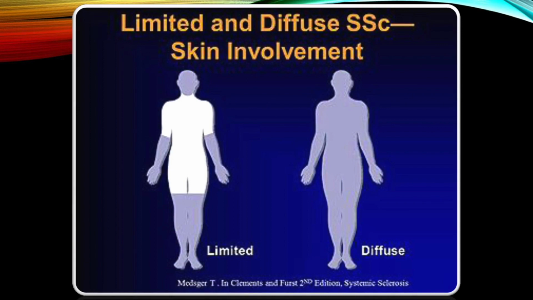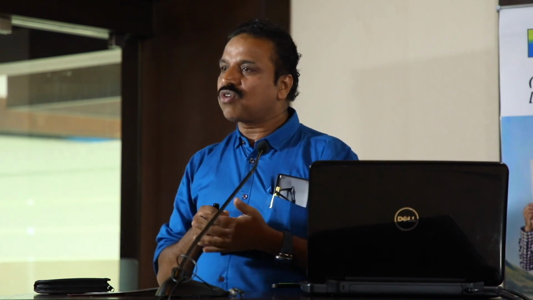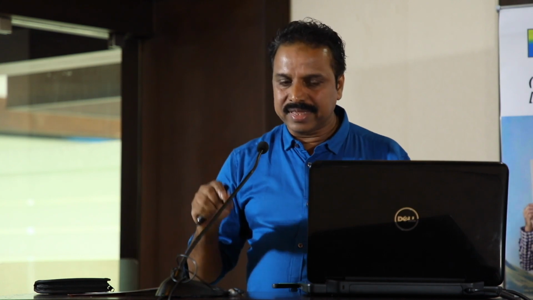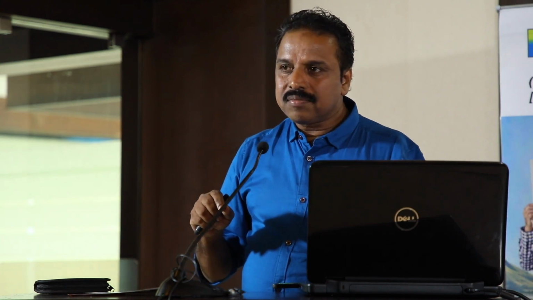One is limited scleroderma, which is called CREST syndrome, where the involvement is exactly limited to the elbow. It doesn't go beyond that. Exactly limited to the knee, not beyond that, and involvement of the face. That is called limited scleroderma. CREST is the one thing. And another thing is diffuse scleroderma, which involves the entire body. The entire body will be thick. The importance is this CREST syndrome.